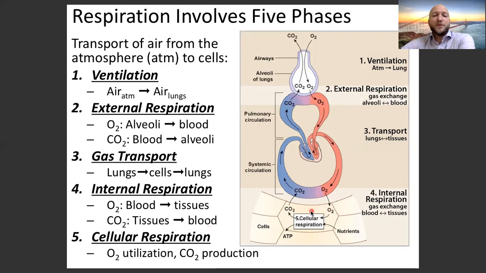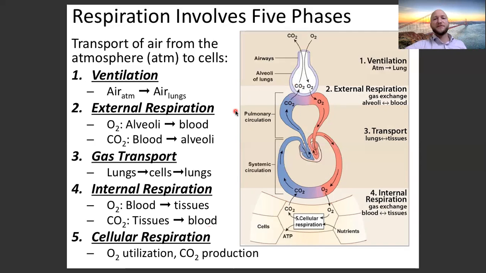When that ATP is produced, it produces CO2 also. Well, let's take this backwards. We need to do internal respiration for CO2, so we need CO2 to go from the tissues to our bloodstream. We then need to do gas transport for our CO2, transporting it back to our pulmonary capillaries. We then need to do external respiration for our CO2, from pulmonary capillaries into the alveoli. We then need to do ventilation for our CO2, which is alveoli out into the atmosphere.